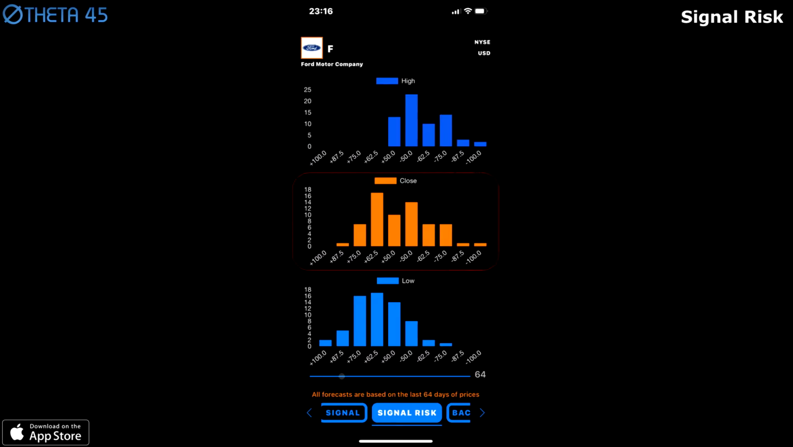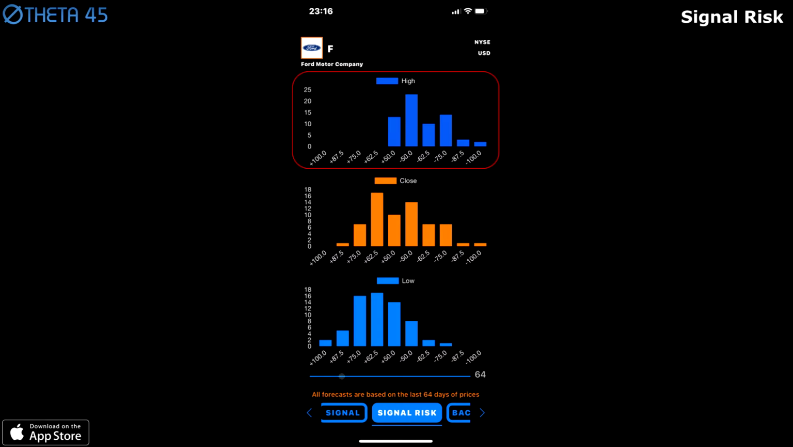The orange close histogram is an indication of how accurate Theta 45's forecast has been over the last 64 trading days. Therefore, you want to trade a stock where Theta 45 has come the nearest to predicting the next closing price for the majority of trading days.